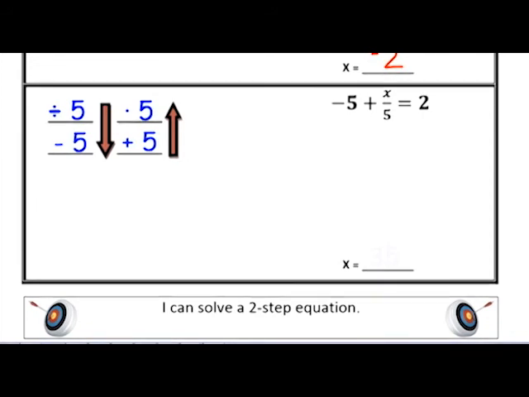To both sides. Now, if you don't get your identity, you need to go back and look. Did you set up your directions correctly? But at least I'm not sitting here guessing each time. Negative 5 plus 5 is 0. That's the identity I want. So I'm left with x over 5, or x divided by 5, equals 7. It says I'm going to multiply by 5 next. I'm left with x equals, oh there it is already, 35.